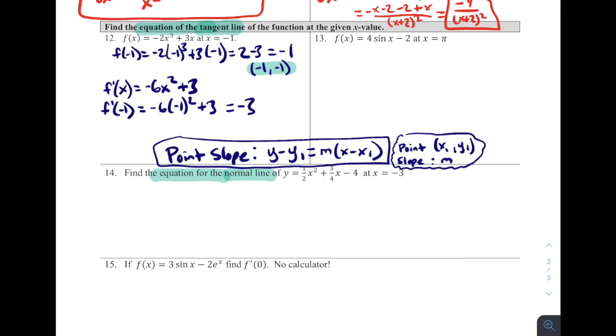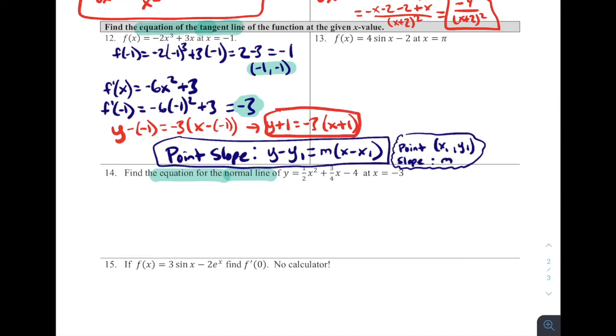We've got our point, now we've got our slope. So what is our solution here? We're going to use this point slope form that we wrote here. So I've got y minus negative 1 is equal to negative 3 times x minus negative 1. As a solution, it's going to be y plus 1 equals negative 3 times x plus 1. This would be our answer for problem number 12.